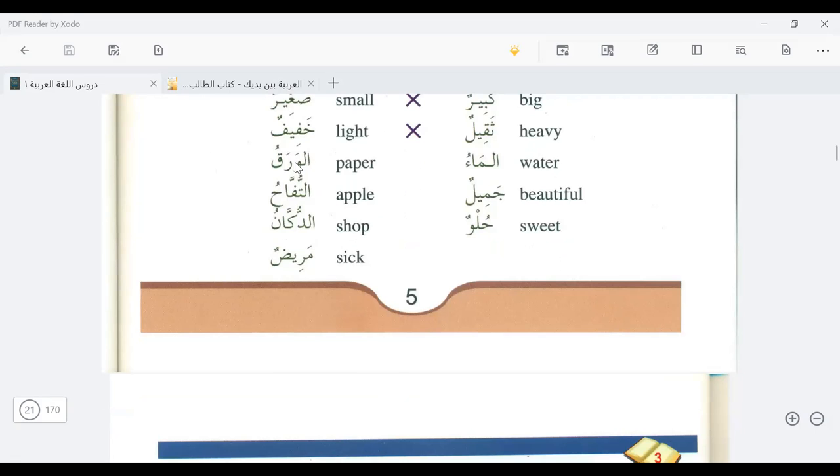Al-waraqu, paper. At-tuffahu, apple. Ad-dukkanu, shop. Maridun, sick.